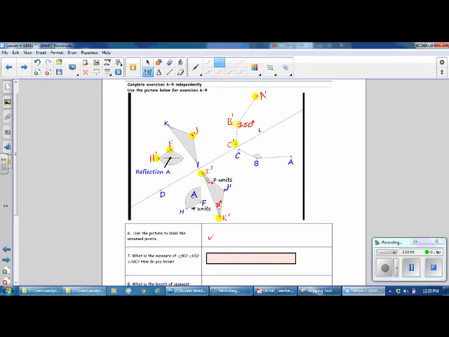Next, what is the measure of angle JKI? So JKI would be right here. On the original, we have 31 degrees for J prime, K prime, I prime. So if this measure is 31 degrees, then this measure will also be 31 degrees. Then the next one, KIJ, would be right here, 28 degrees, and then the reflected one would be right here, which will be 28 degrees as well.